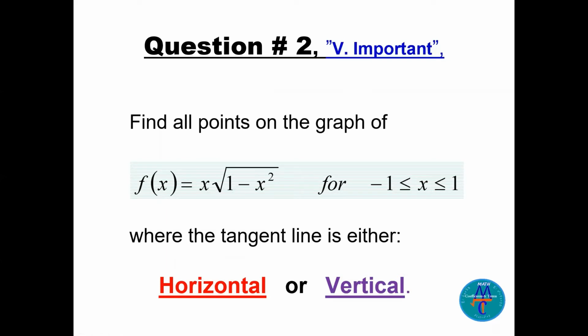This is really important, very important question. Find all points on the graph of this function, f of x equals x times square root of 1 minus x squared, x between minus 1 and 1, where the tangent line is either horizontal or vertical. At some points here between minus 1 and 1 we have a horizontal tangent like this. At some points we have a vertical tangent. So we have to find these points.